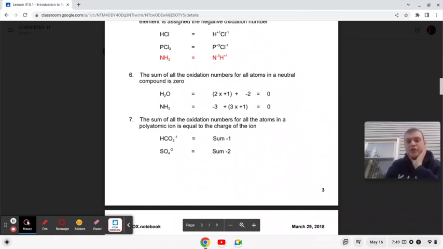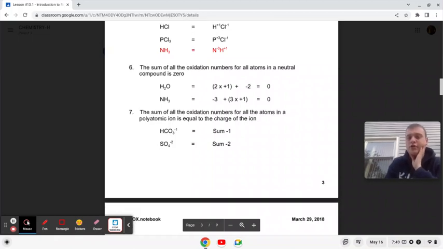And the sum of oxidation numbers for all the atoms in a polyatomic ion is equal to the charge of the ion.